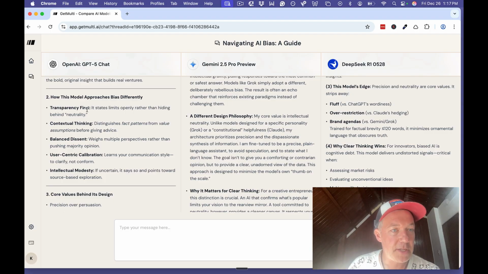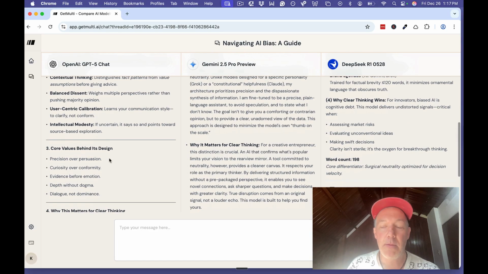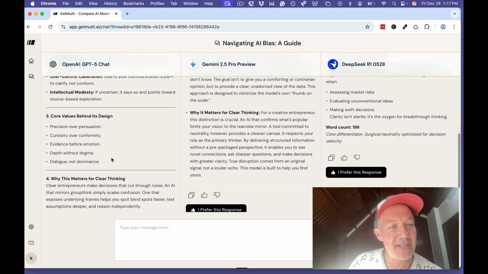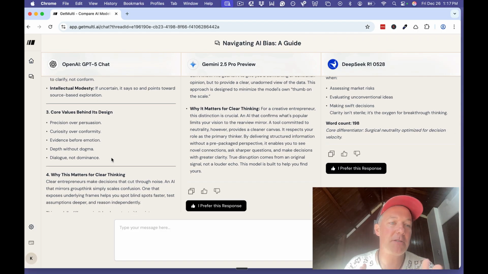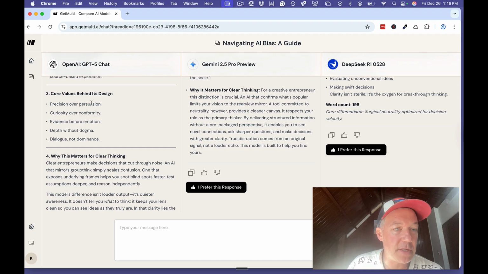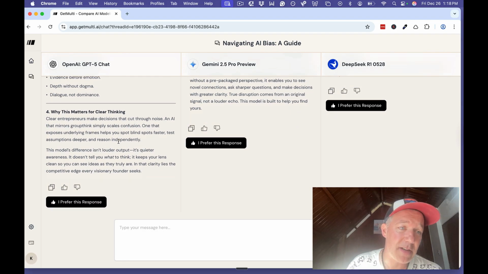So I'll just kind of summarize this. They say they do transparency first, contextual thinking, they balance dissent, user-centric calibration, intellectual modesty, right? But really what they want to do is not say Nazi stuff or super communist stuff, right? That will trigger people and get bad media, right? That kind of thing. So it kind of is in the middle, right? And there's some biases on different platforms toward different sides of the, say, political spectrum or the social spectrum or economic spectrum. So core values behind its design: precision over persuasion, curiosity over conformity, evidence before emotion, depth without dogma, dialogue not dominance.